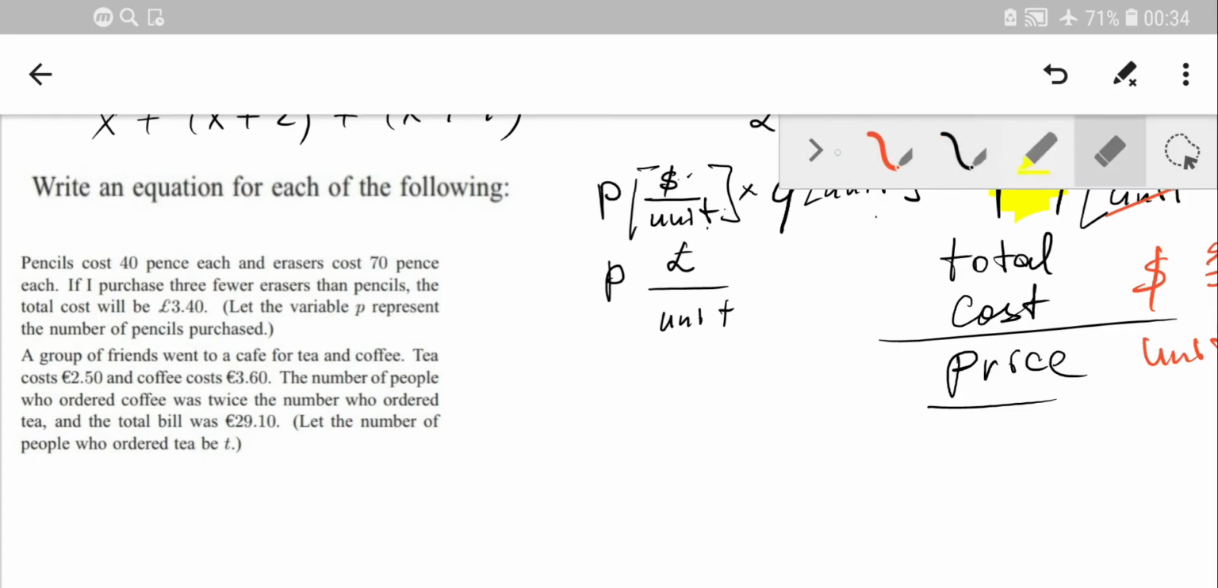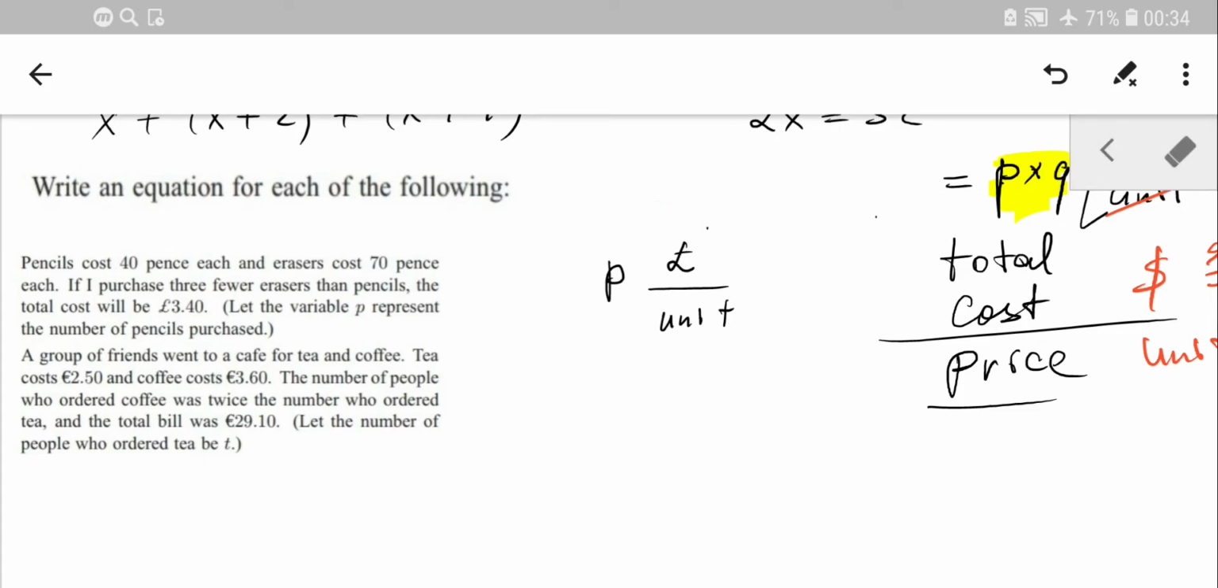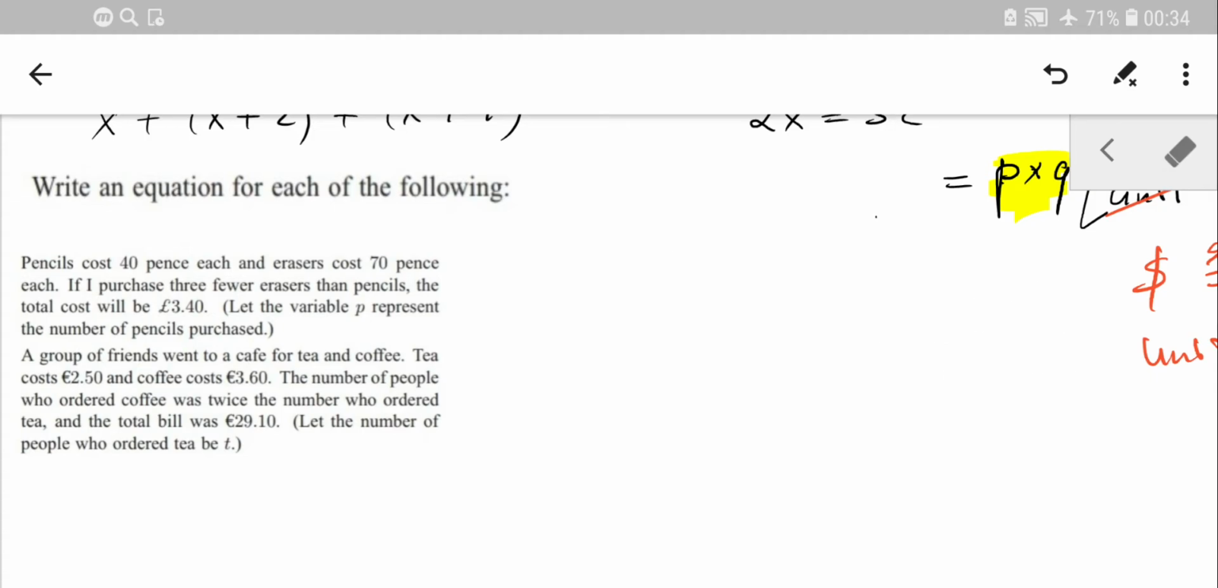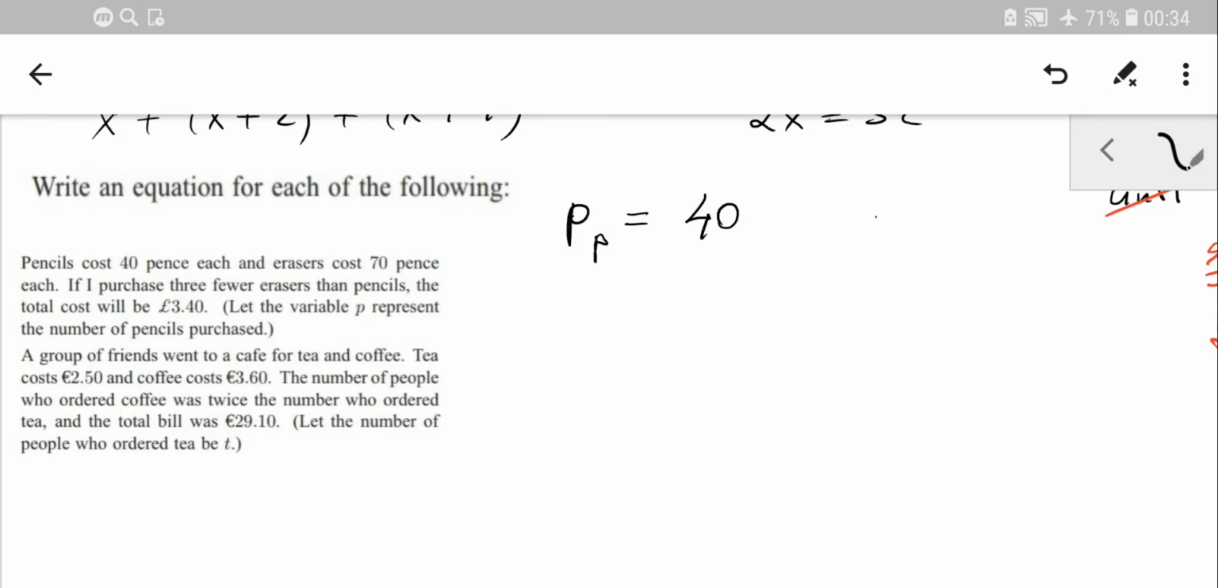So first, problem number 1. A pencil costs 40 pence, and an eraser costs 70. So we can write SP as the unit price for pencil. I will use index P, which stands for pencil. This is the unit price, so it means 40 pence per unit.